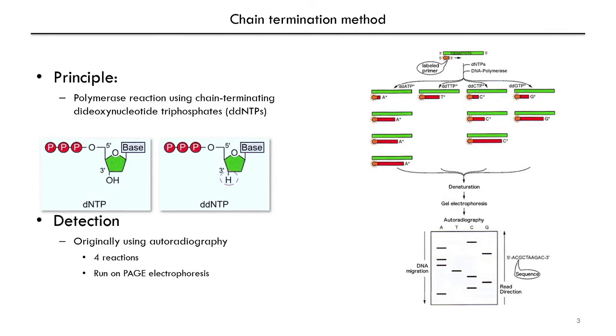We see here, for example, that the shortest fragment is one that terminated immediately after incorporation of dideoxyadenosine to the primer. The fragment that is one nucleotide longer terminated with the incorporation of a dideoxycytidine. You can see that the sequence of the synthesized strand from 5' to 3' is A, C, G, C, T, A, G, A, C.